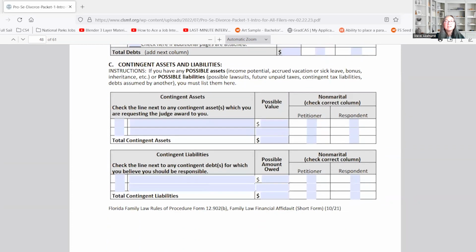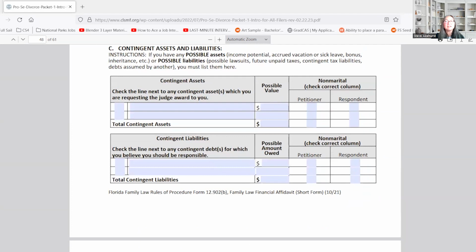Next section is the contingent assets and liabilities. Contingent assets and liabilities are those that have the potential to become assets or potential to become liabilities. The example I use is, let's say you were in a car accident and you got hit and you're suing the other car driver right now, but you don't know how much you're going to win. So you're going to write a possible value. Something has to happen before you get it, but it's possible. Doesn't mean it's going to happen, but you have to list it, because same thing like you divide assets and liabilities, you're also going to divide contingent.